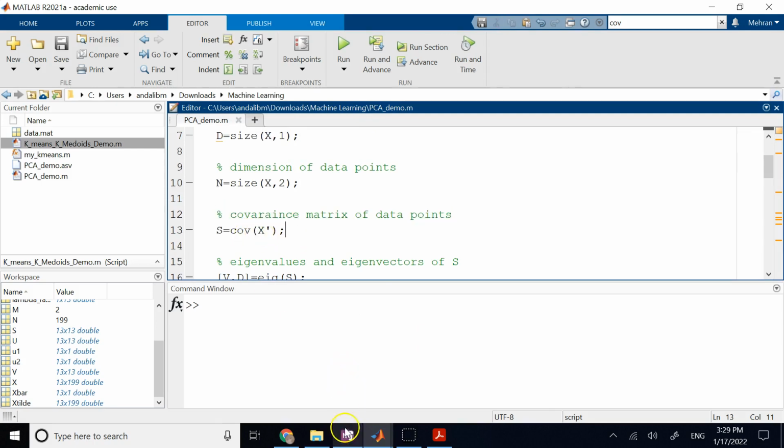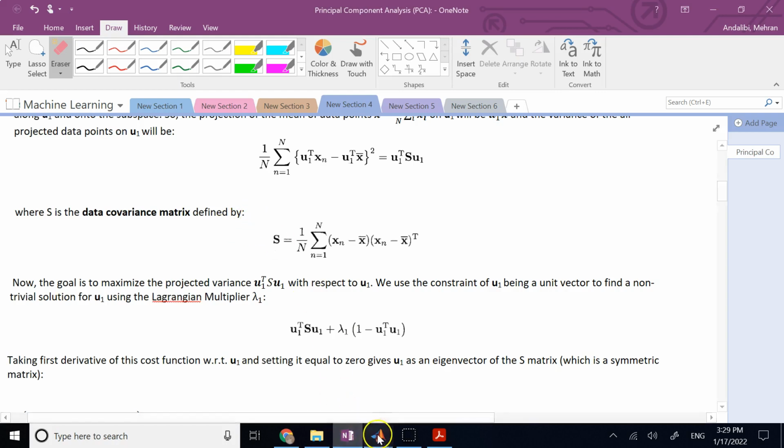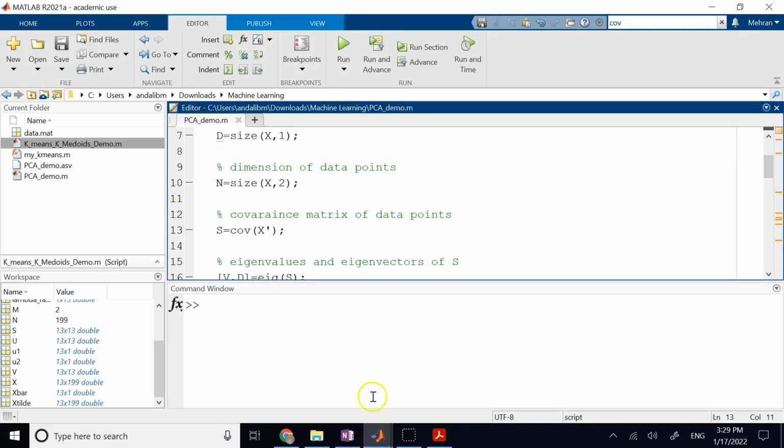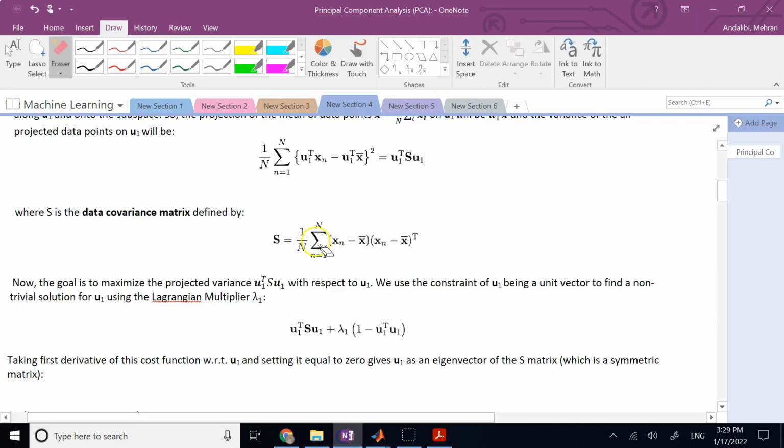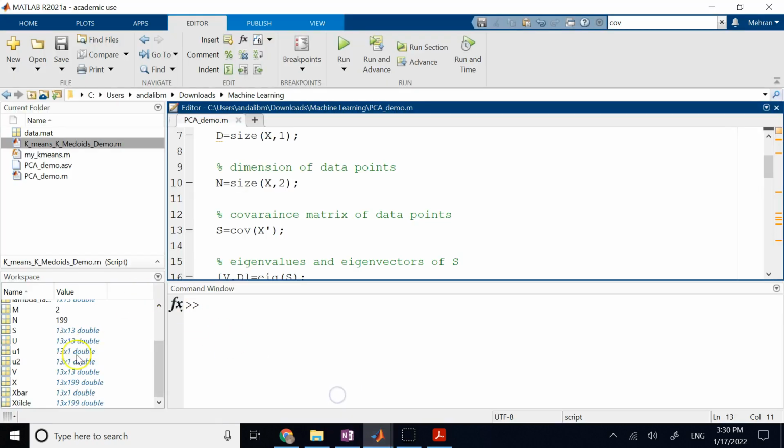You can either use the built-in function cov that I'll show you, and I used, or you can use the original definition that you can see we have. It's up to you. If you have the toolbox, you can use that. Otherwise, you can use the simple formula, the simple summation, and get the covariance matrix. In this case, it's going to be a 13 by 13 matrix.